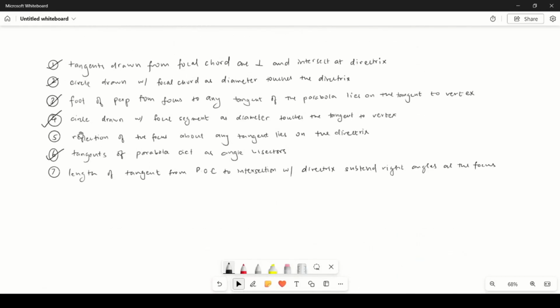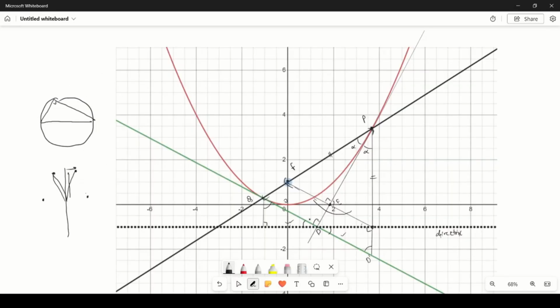The only thing left is to prove property 7, which is that the length of the tangent from the point of contact to intersection with the directrix subtends a right angle at the focus. So basically we have to show that if you connect the focus to that point there, this would be 90 degrees. And so how are we going to do that?